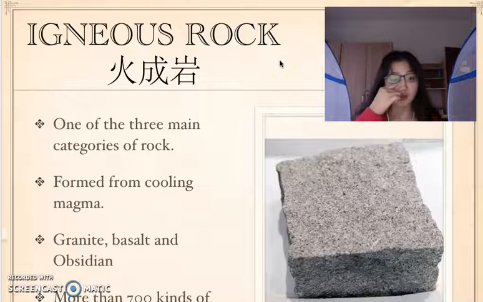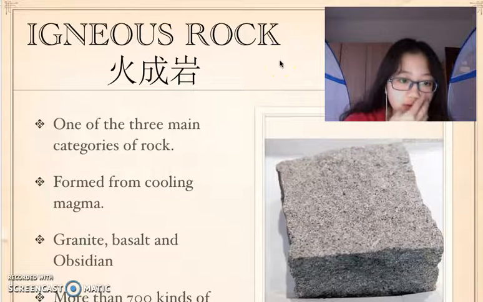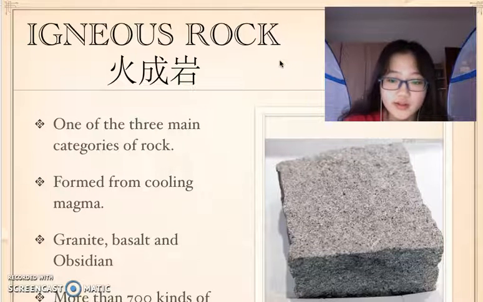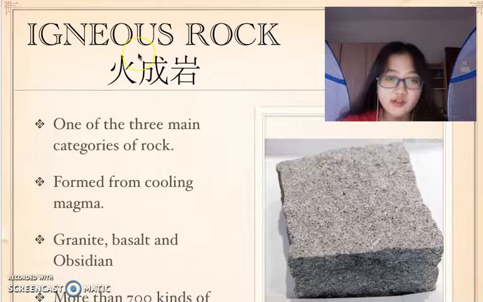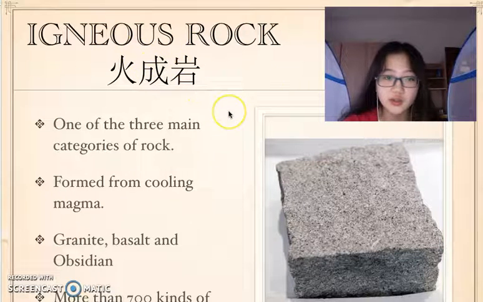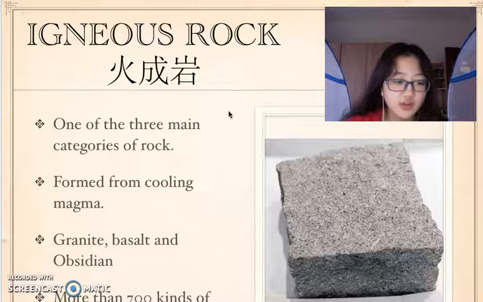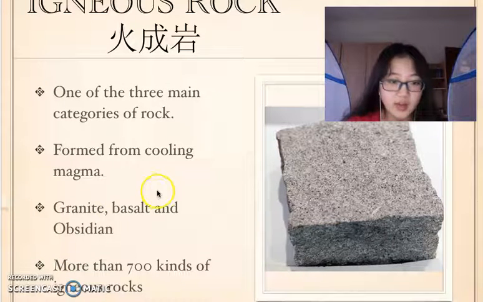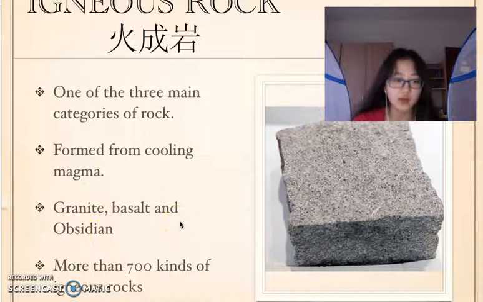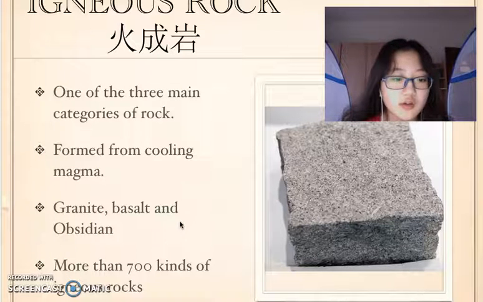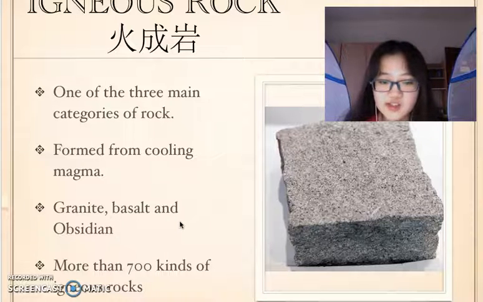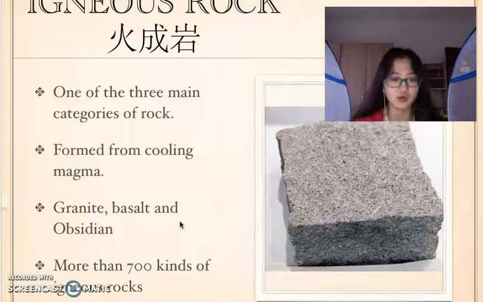Let's look at the three interesting different rocks. For the first one, let's look at the igneous rock. Igneous rock in Chinese is 火成岩, and it is one of the three main categories of rock. Igneous rock is directly formed from cooling magma, and granite, basalt, and obsidian are examples of igneous rock. On our Earth, very interesting, there are more than 700 kinds of igneous rock.